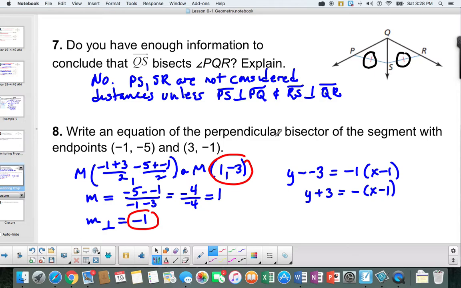And if you tried this perpendicular bisector again, you would have gotten this answer right here. And you can simplify it if you wish. And this is the end of the screencast.